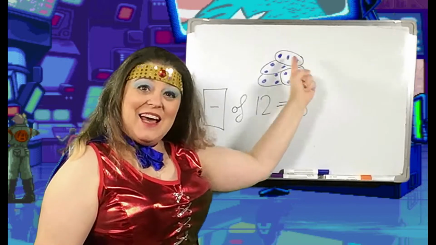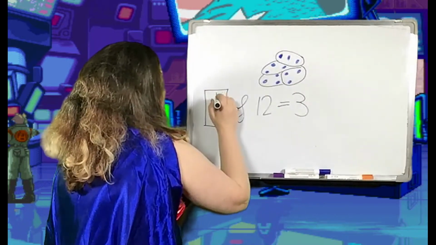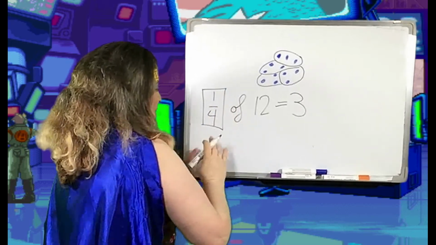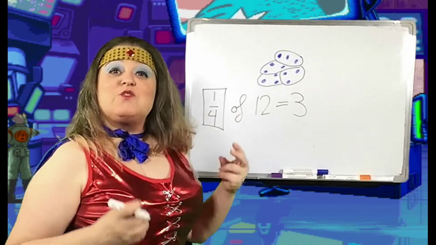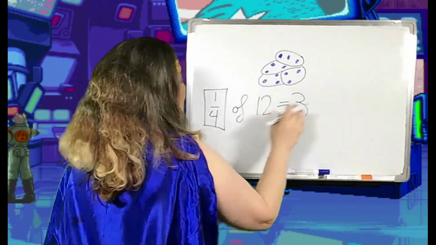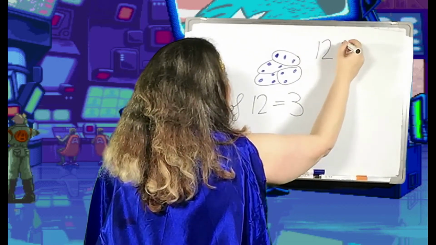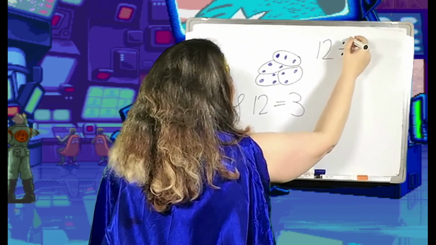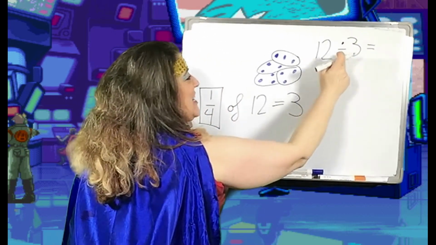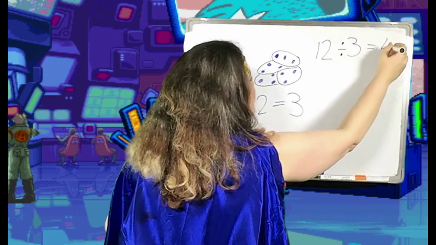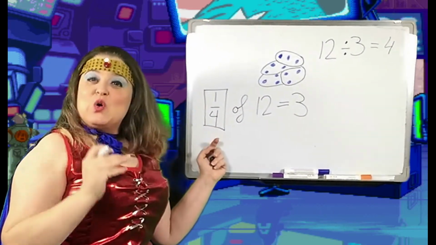So one of those groups, 3 blueberries, is 1/4 of 12. Now, if you worked it out with a division, you would have seen that we have 12 blueberries and we have one group of 3. 12 divided by 3 is 4. So the answer must be 1/4.